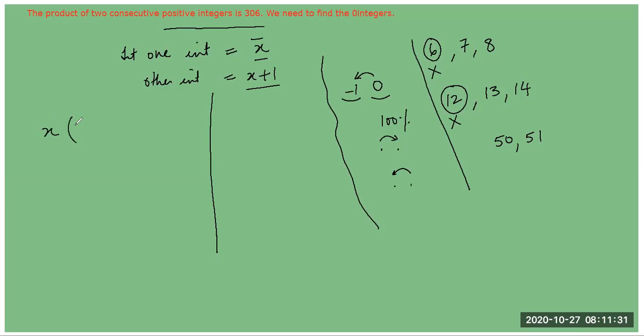Very simple. X into x plus 1 is equal to 306, right? Find the integers. We can easily find out by converting this into x square plus x minus 306 is equal to 0. This equal to 0 is very, very important for a quadratic equation. And the last sum, students, I want to do from where the quadratic equation really takes birth. Possibly I think from this question they must have taken birth.